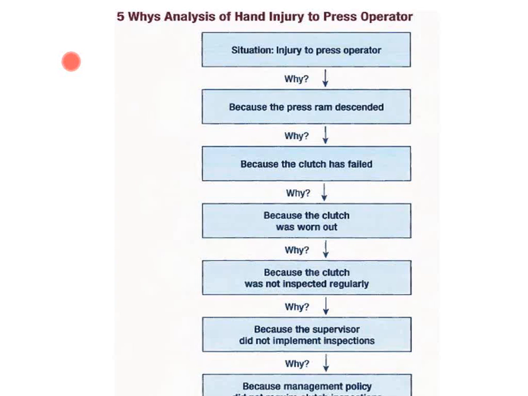So fairly simple situation. Injury to press operator, why? Press ram descended, why? Clutch was failed, why? It was worn out. And you just go through and you get down to the final answer, because management policy did not require clutch inspections.